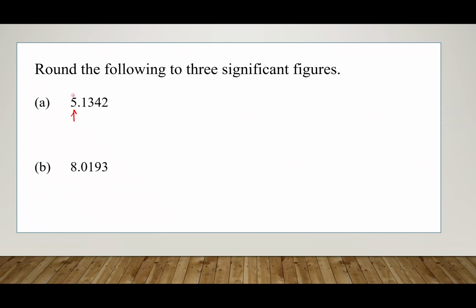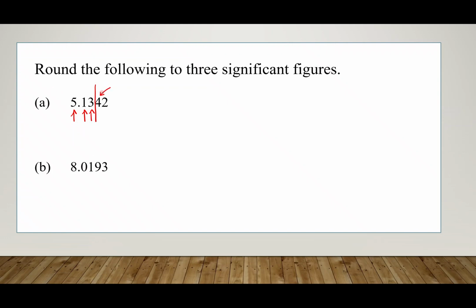So in part A, our first significant figure is that 5. It's a non-zero value. Our second significant figure is the 1, and our third significant figure is the 3. Now at this point, I always like to draw a line so I can see exactly where my 3 significant figures are. Now, to decide whether or not I'm going to round up, I look to the number to the right. So in this case, my number is a 4.